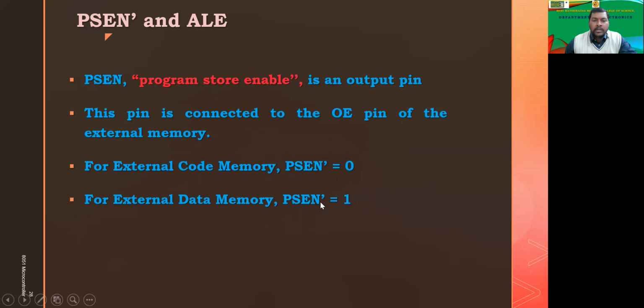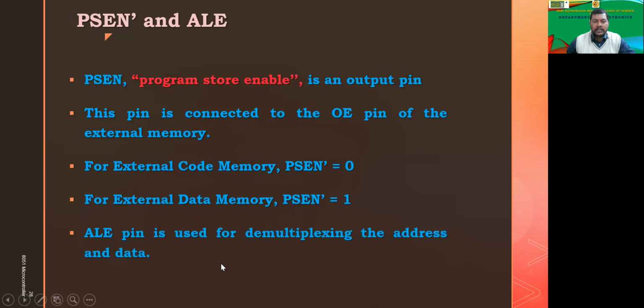For external data memory, this program store enable is supposed to become high. That is one. And ALE, that is address latch enable pin, is used for demultiplexing the address and data bus. This is similar to what we have used in the microprocessor.